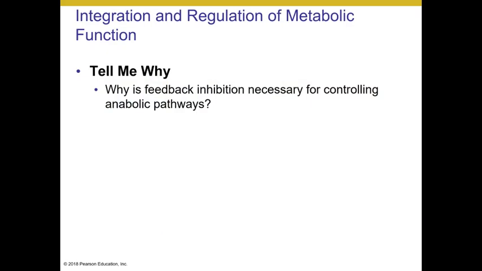This is the last Tell Me Why question of this chapter. Why is feedback inhibition necessary for controlling anabolic pathways? That is because feedback inhibition prevents waste. If a cell kept producing a molecule it didn't need, it would waste energy and resources, lowering survival chances. In medicine, understanding feedback is key to knowing how drugs and hormones regulate metabolism.